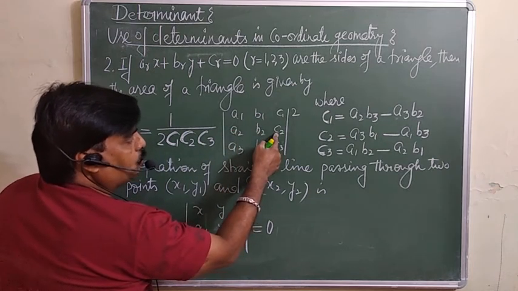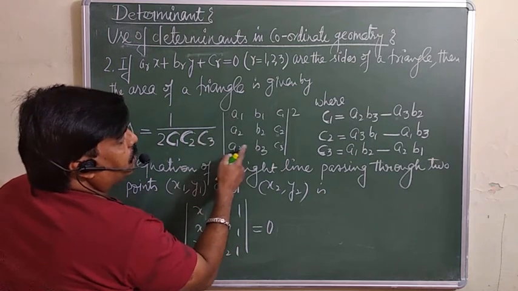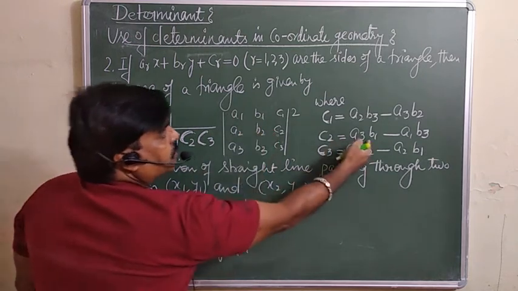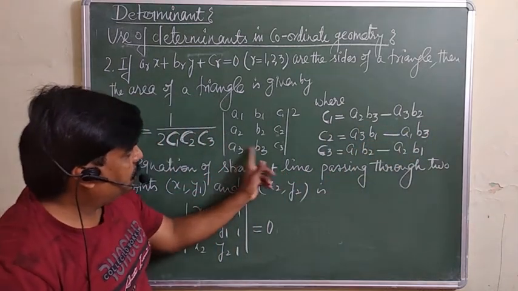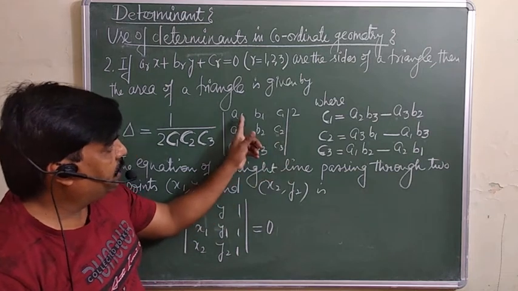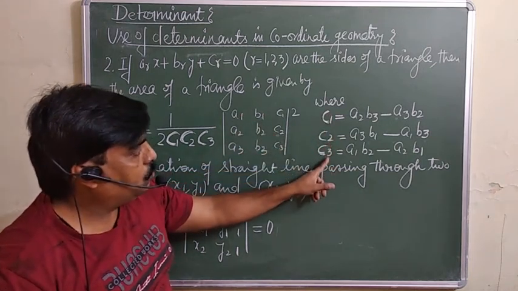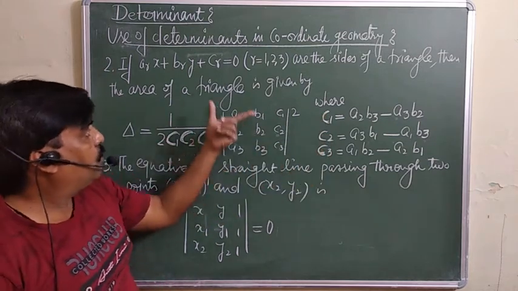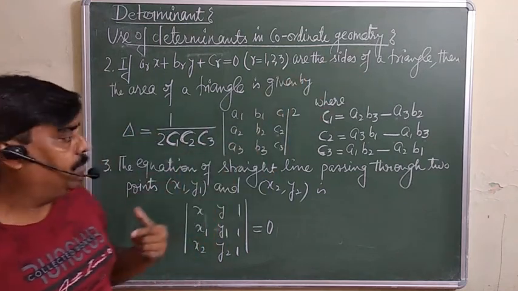So minus C2 you will do, then hide this and this one, so you will get A1 B3 minus A3 B1, but here is the minus, so the sign will change. So A3 B1 minus A1 B3 you can do. Similarly for this one, this row and column you must hide, A1 B2 minus A2 B1. So you will get the capital C1, C2, C3. So you can put the values here, you can find the area of the triangle if the sides of a triangle are given.